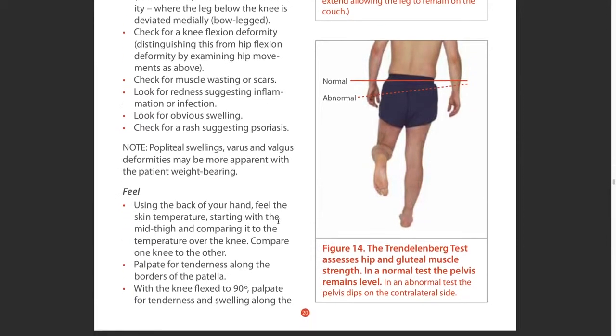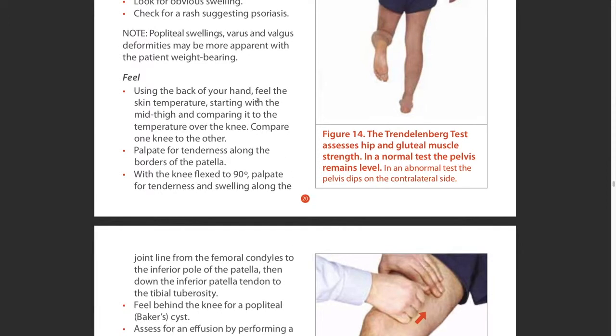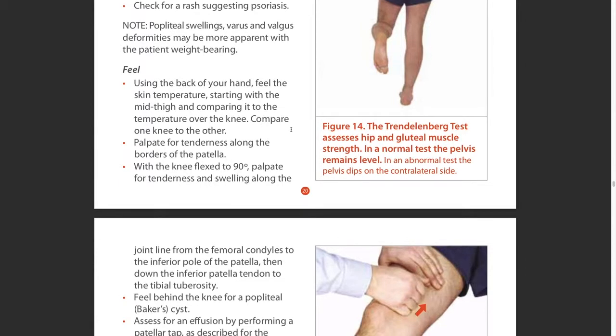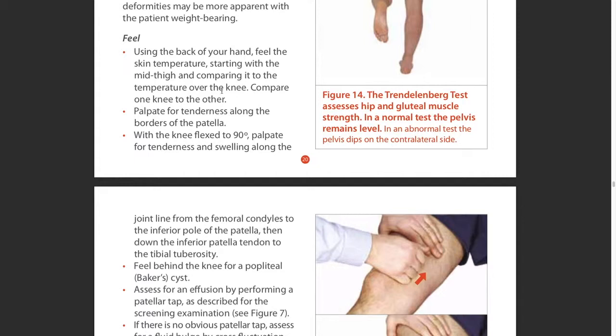Now we move on to feel. So you feel for temperature first. Compare between the mid-thigh and the knee. Usually the mid-thigh will be warmer than the knee, but if there's inflammation of the knee, it might be hot to touch on the knee. Compare one knee to the other.